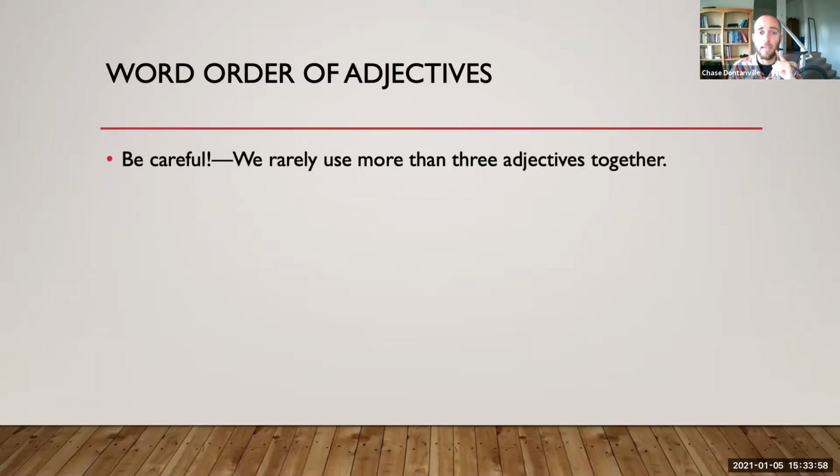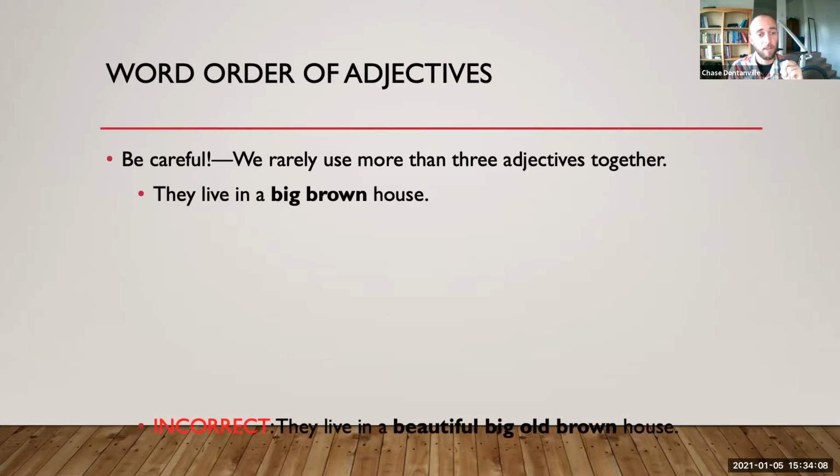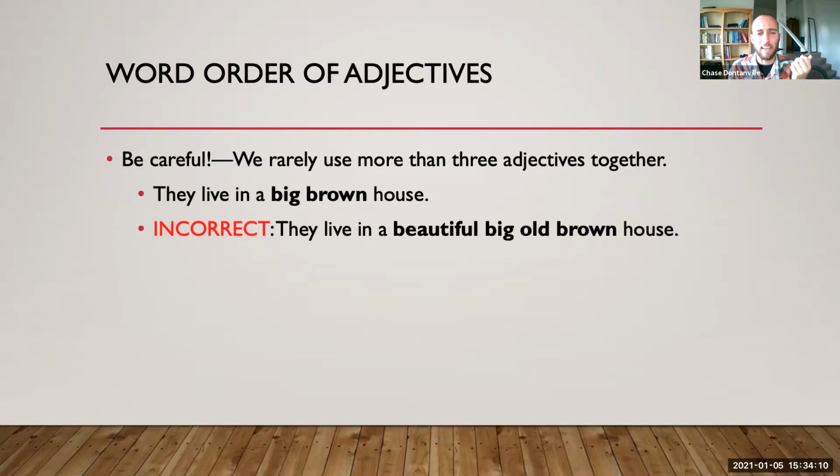Be careful though, because we rarely use more than 3 adjectives together. So we can say they live in a big brown house, 2 adjectives, big brown. But we don't say things like they live in a beautiful big old brown house. We normally don't say this. That's 4 adjectives. That's too many for speaking, okay?